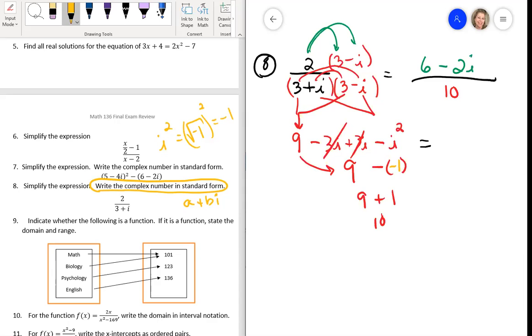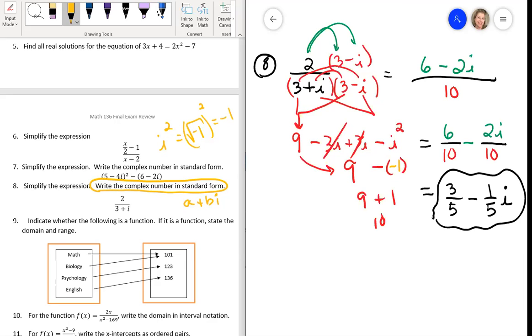So you are literally going to split this up. You're going to give the 6 its own numerator space, and then you'll have the minus sign here and the 2i over there, and they each get their own denominator of 10. And then you have to reduce it, because 6/10 reduces, you can cut that in half to 3/5, minus the 2/10 becomes 1/5. And then the i technically should be popped out over here on the side of the 1/5. And then that is my complex number in standard form.